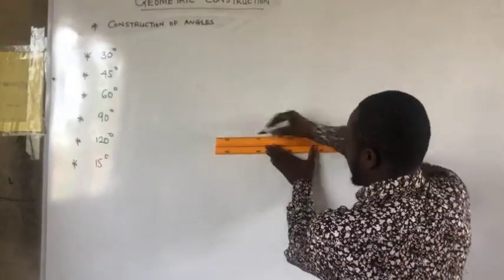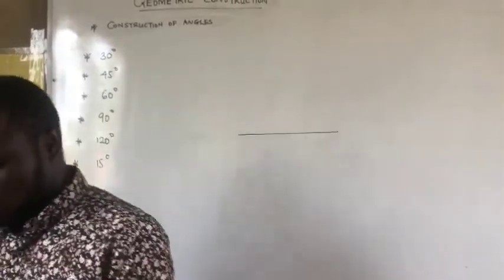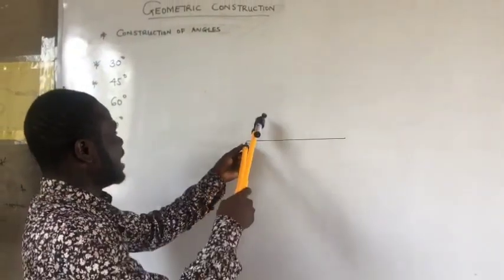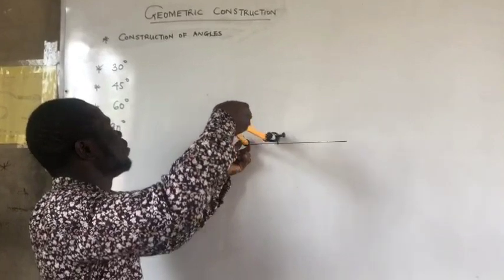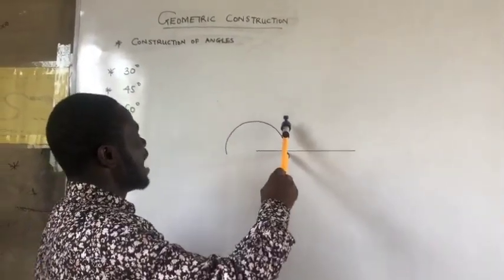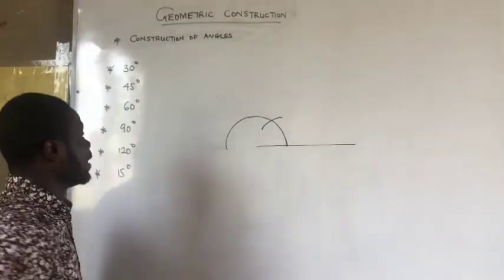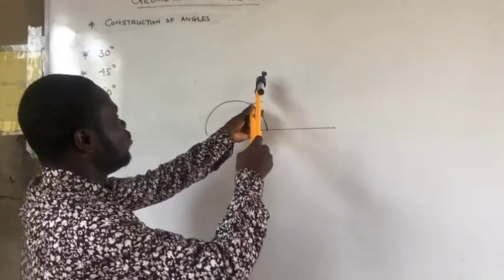So I draw my line. With my line drawn, I stand at the ends. So I draw my semicircle. This is my semicircle. I stand here, draw my arc. That will be 60. But I'm looking for what? 90. So I can stand here, I can continue.